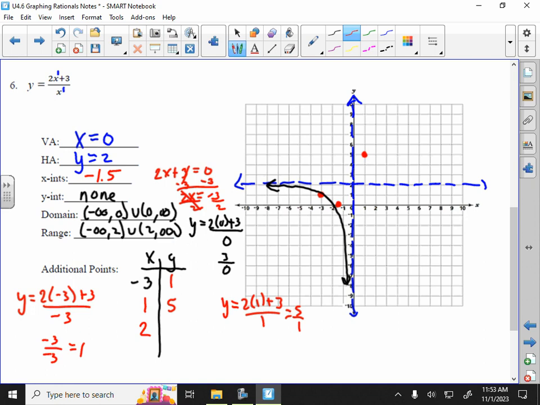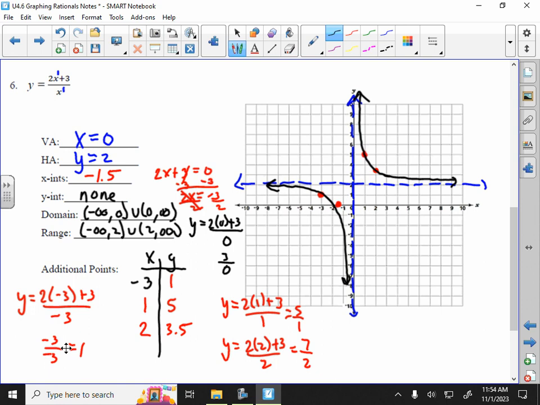And I'll plug 2 in. 2 times 2 plus 3 divided by 2. 2 times 2 is 4. 4 plus 3 is 7 over 2. And that's the same as 3.5. So 2 comma 3.5. Just right about there. Right, and now I can sketch my curve going through those 2 points and along the 2 asymptotes.